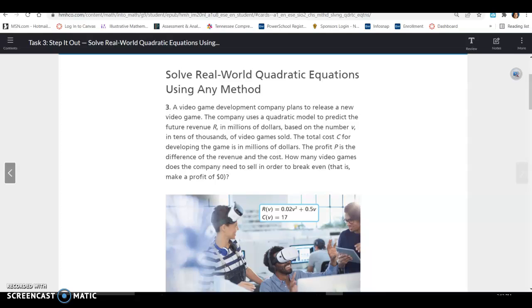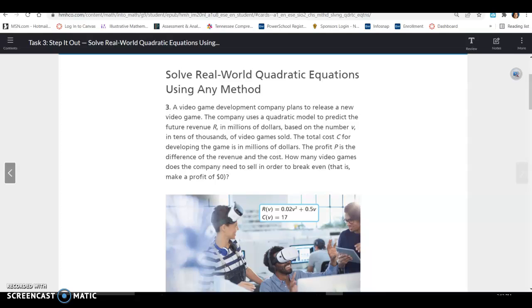Lesson 18.4, Task 3. Solve real-world quadratic equations using any method. All right, a video game deployment company plans to release a new video game. The company uses a quadratic model to predict the future revenue, R, in millions of dollars, based on the number V in tens of thousands of video games sold.